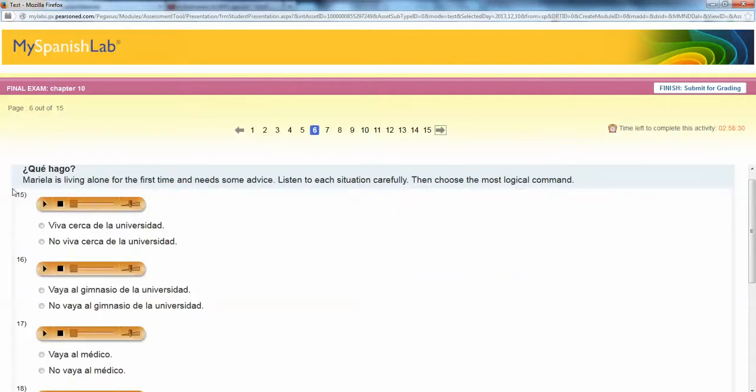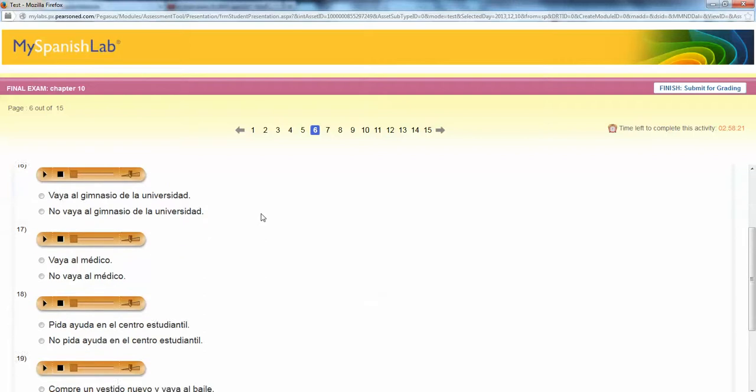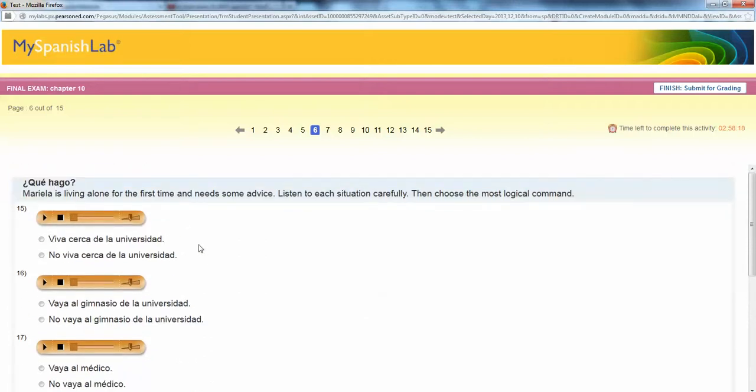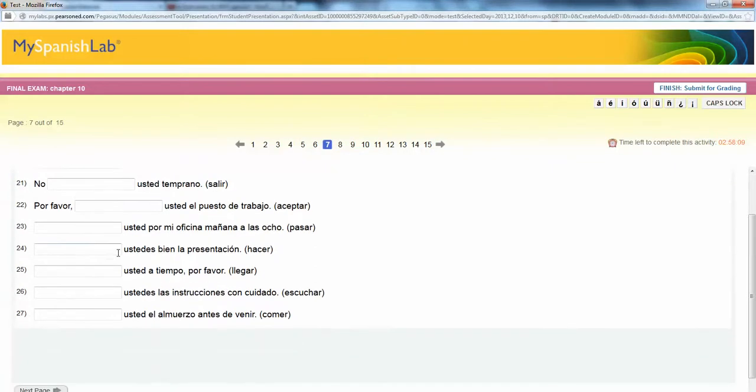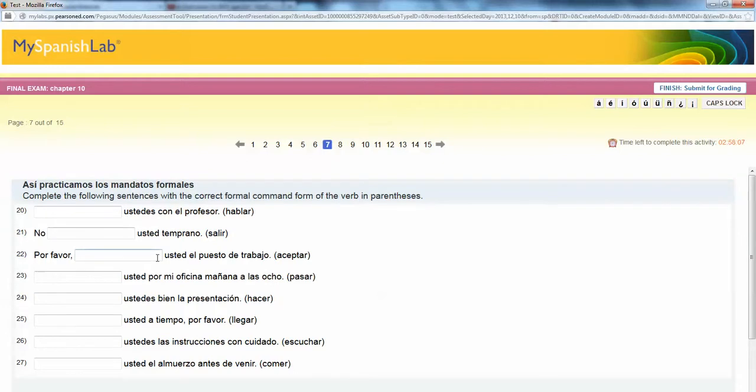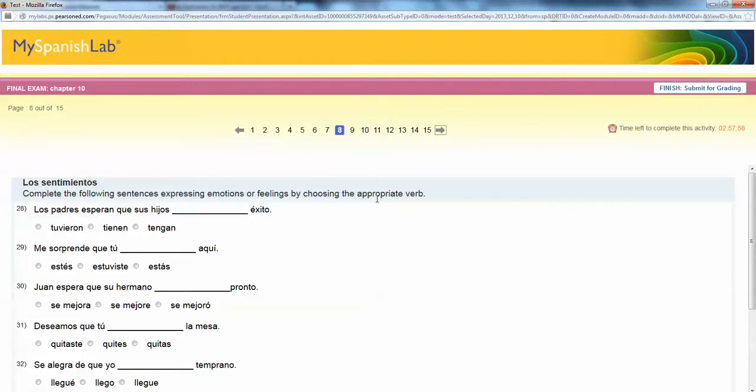Here, Margela is living alone for the first time and needs some advice. Listen to each situation carefully, then choose the most logical command. So it's going to be an affirmative and a negative command. You listen to what's going on and decide whether you should tell them to do that or to not do that. Then you want to make the formal command for the verb in parentheses, and be careful, they're alternating between ustedes and usted. If it's ustedes, you make sure that you do the plural formal command form, and if it's usted, the singular formal command form.